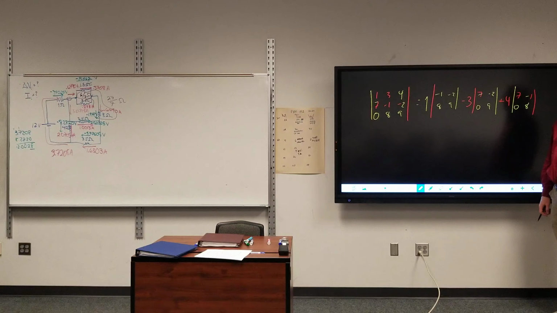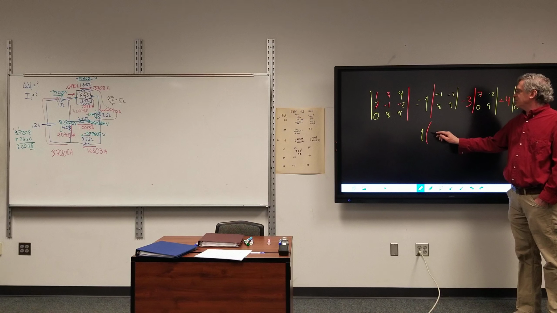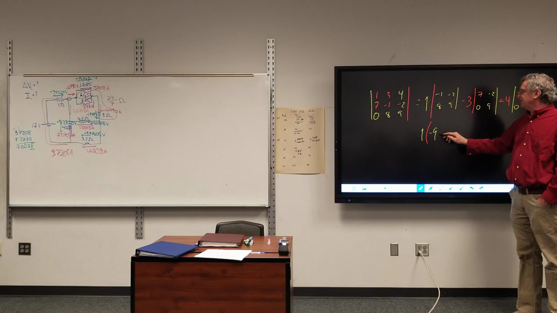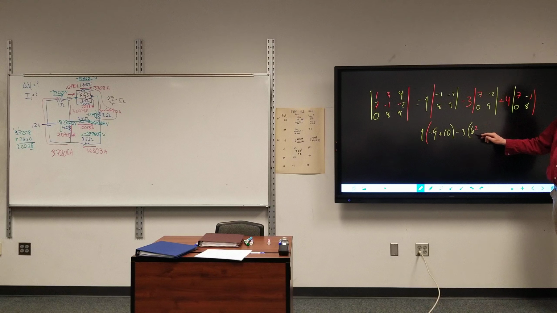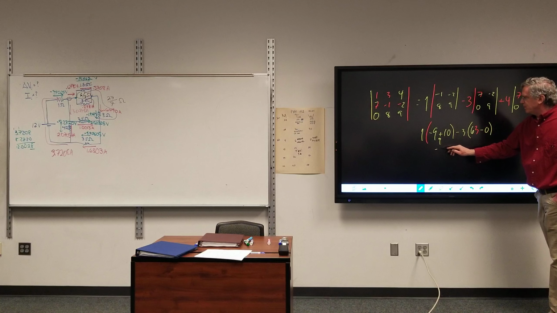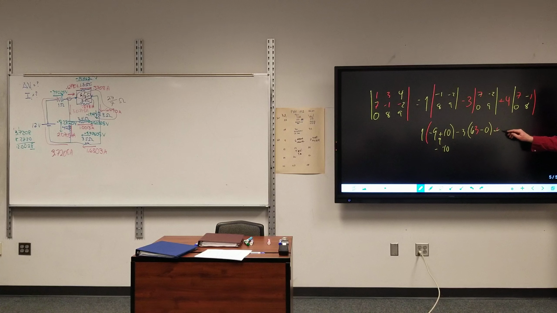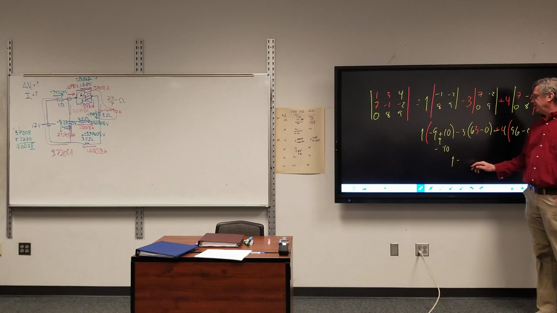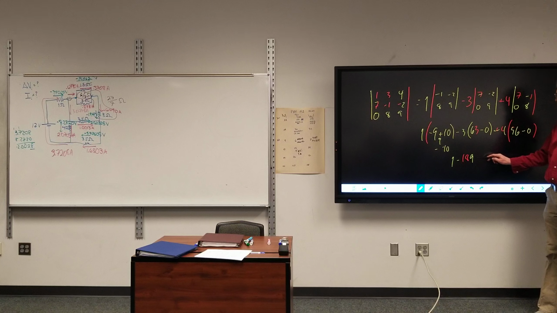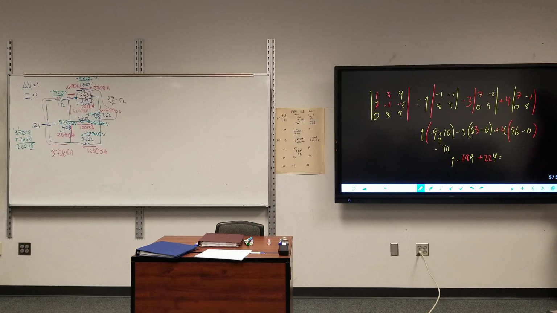So that'd be 1 times negative 9 minus negative 16, minus 3 times 63 minus 0. That, plus right here, 4 times 56 minus 0. And so we end up with 1 minus 189 plus 224, giving a number. So it's like determinantception.